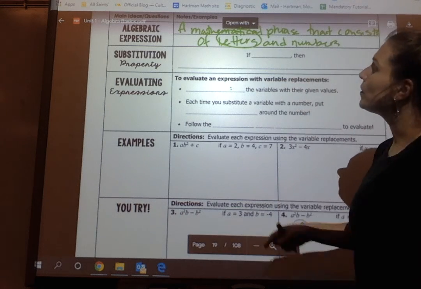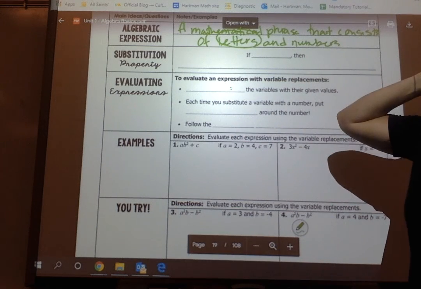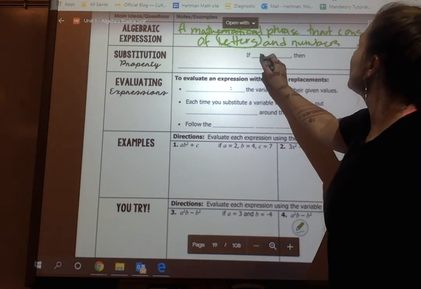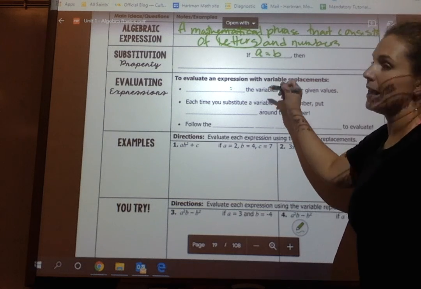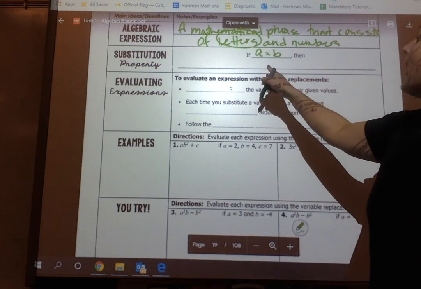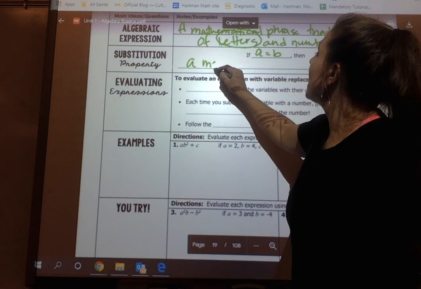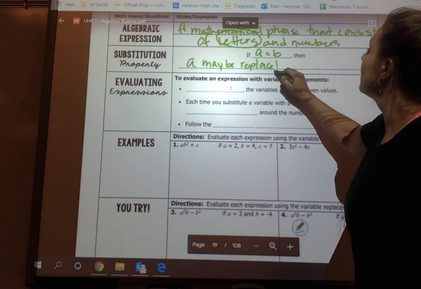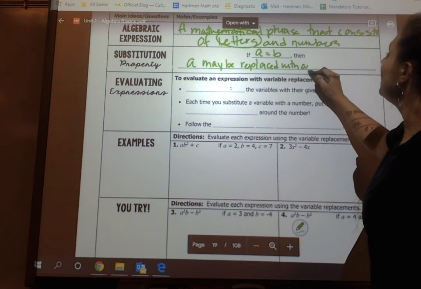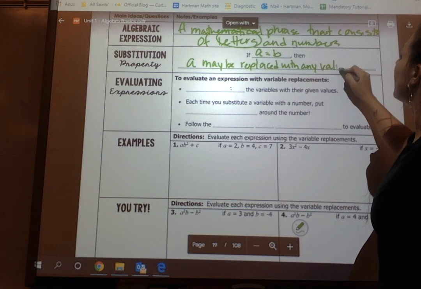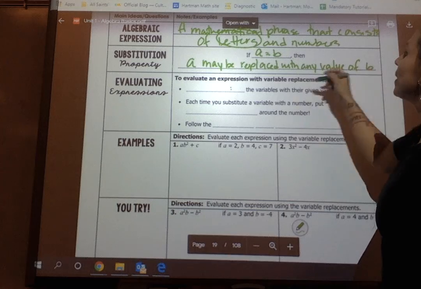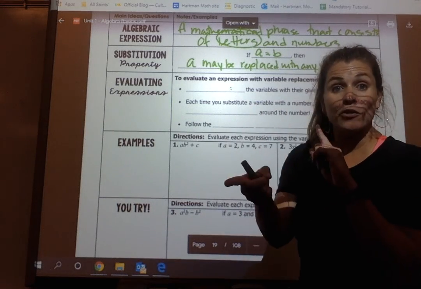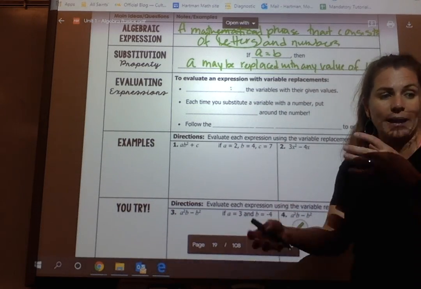Okay? So one property I need you to know is the substitution property. It says if A equals B, then A may be replaced with any value of B, because they're the same thing. So A and B can be interchanged because in equality, they're the same.